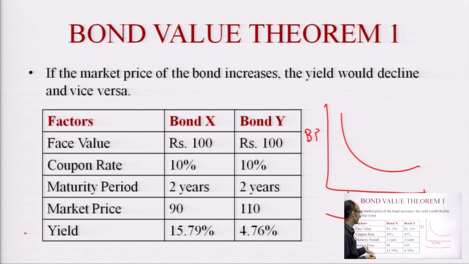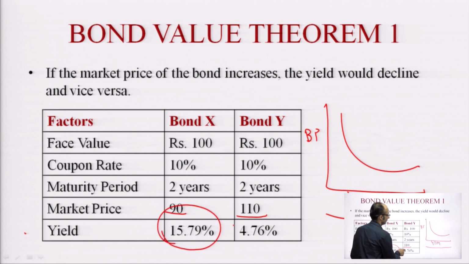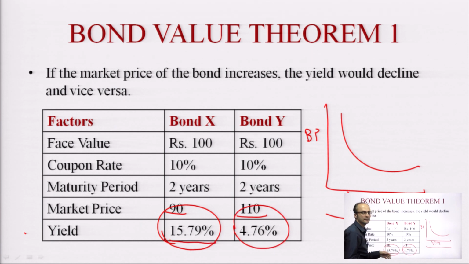We have seen that if the market price of the bond is different, 90 and 110 in this case, the yield to maturity will obviously be different, as the person is investing less in comparison to bond Y. The yield is coming out to 15.79 in one case, and in the other case, the yield is coming out to be 4.71. The bond theorem 1 establishes the relationship between the bond value and yield to maturity, and also tells us that there is an inverse relationship between the bond price and yield to maturity.